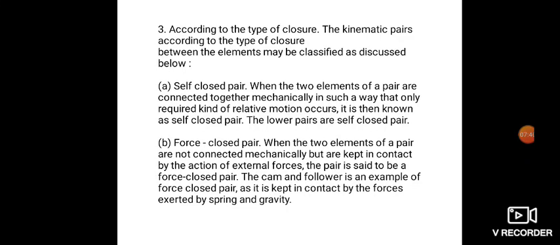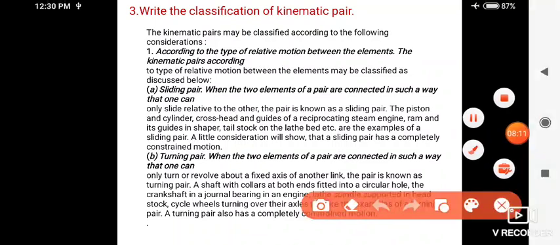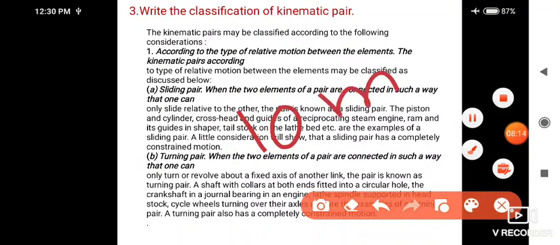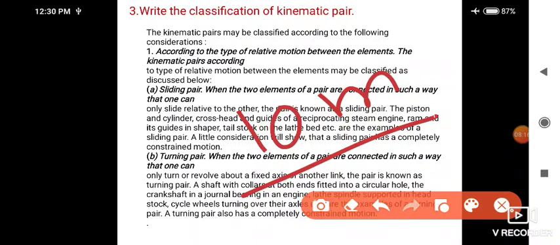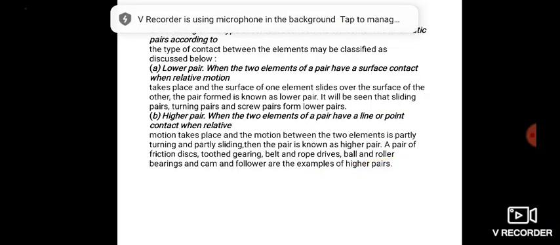In forced closed pair, when two elements of a pair are not connected mechanically but are kept in contact by the action of external forces, then that type of pair is said to be forced closed pair. Okay, so these are some classifications of the kinematic pairs. This is for 10 marks. They will ask, write the classification of the kinematic pairs. It is important from the exam point of view. You have to give more concentration on this one.